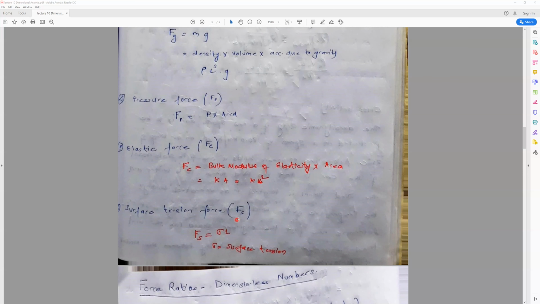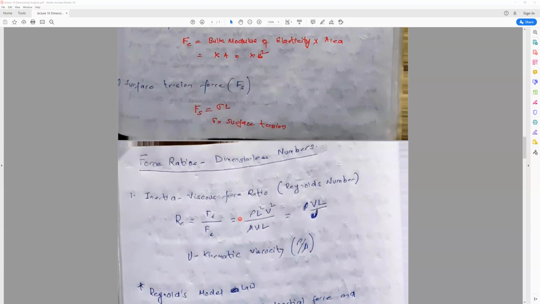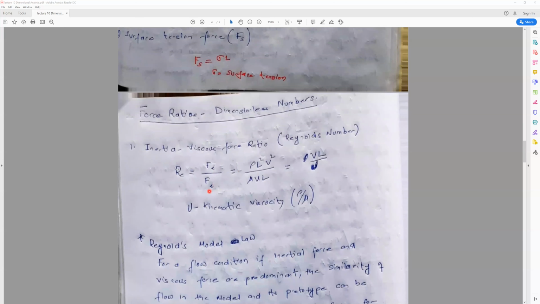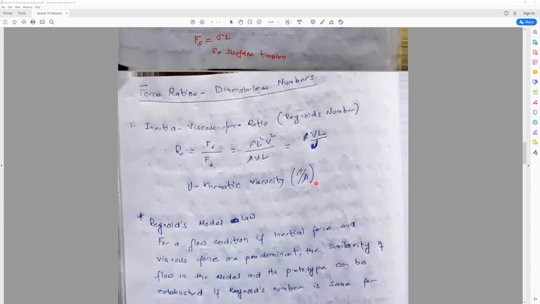Now let's discuss their ratios. Number one is the well-known Reynolds number, which is the ratio of inertial force to the viscous force. You can express these forces in terms of their dimensions, and then finally you can get the expression for Reynolds number. Here nu is the density over mu, which is the dynamic viscosity, and here I have expressed it in terms of mu.